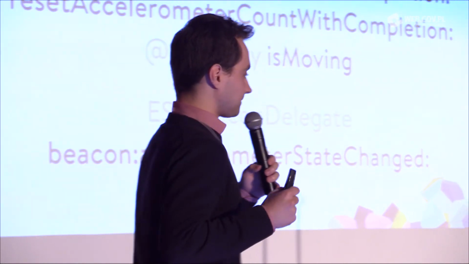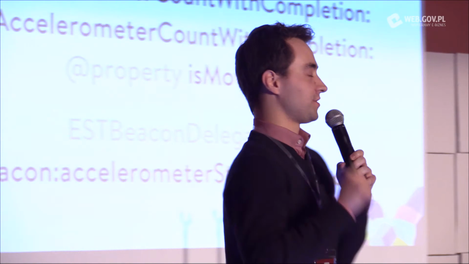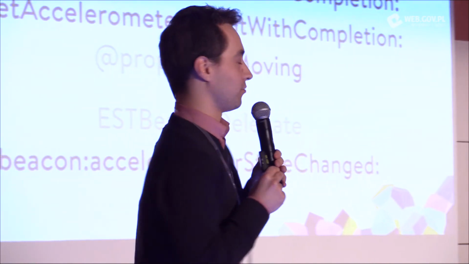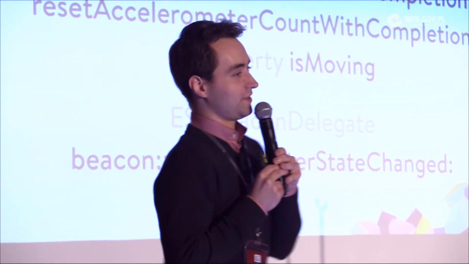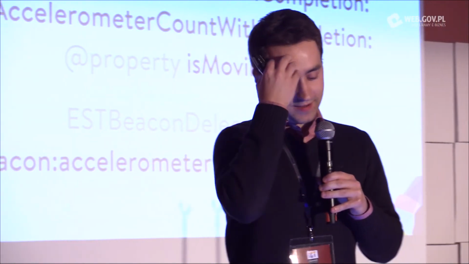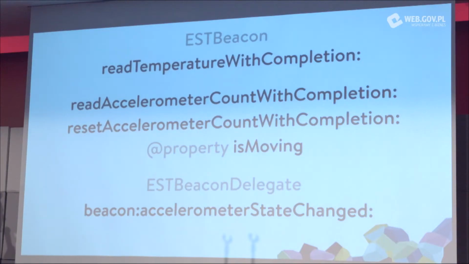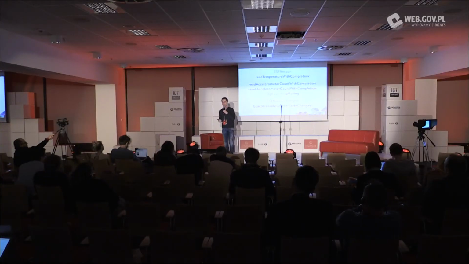But you can also tap into some additional sensors that our beacons are equipped with, and this is the thermometer and accelerometer. Thermometer is really easy, right? You just read the temperature. Accelerometer, you can basically get information on whether the beacon is currently moving or not, either by reading a property or getting a call to a delegate.